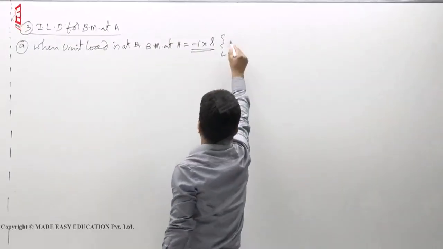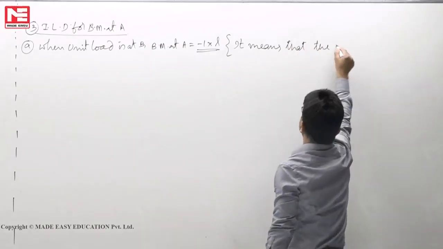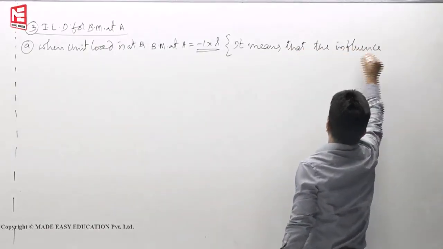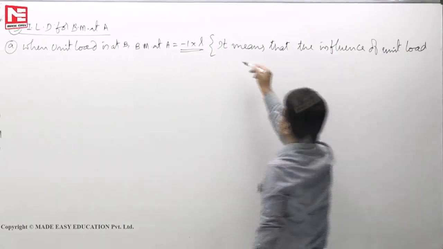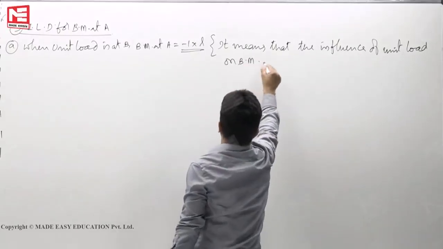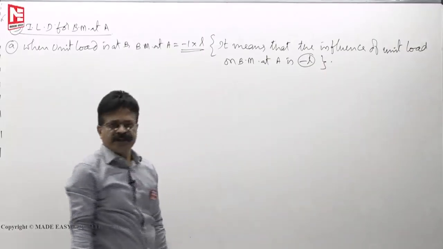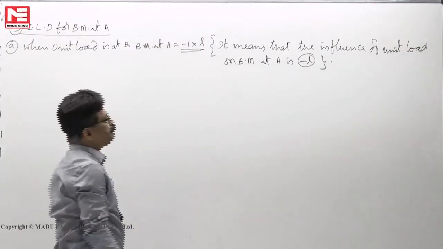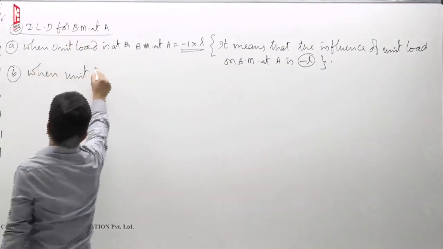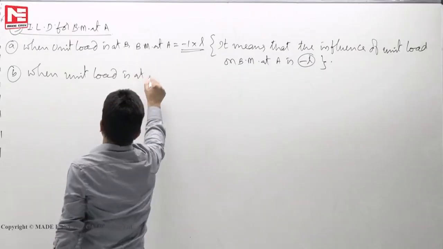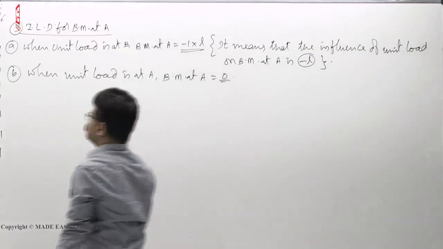What it means is that the influence of unit load on bending moment at A is minus L. That is the meaning of minus L. Influence of load is minus L. Now, when the unit load is at A, what is the bending moment at A? 0.